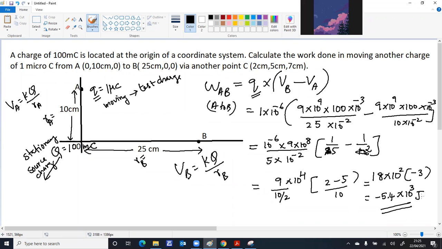So when we're solving the sum, do we have to write that work done is independent of path, or can we just do the sum? You can do that, but it's always better to add a line, since the work done is independent of path. The via point is not important. Even if you don't write it, it is indirectly taken into account.